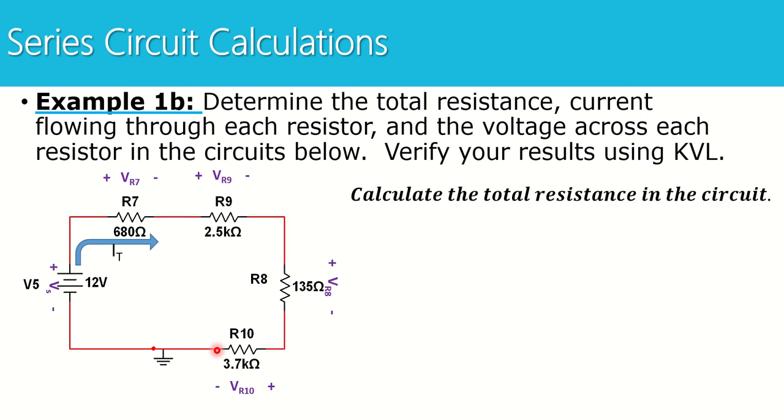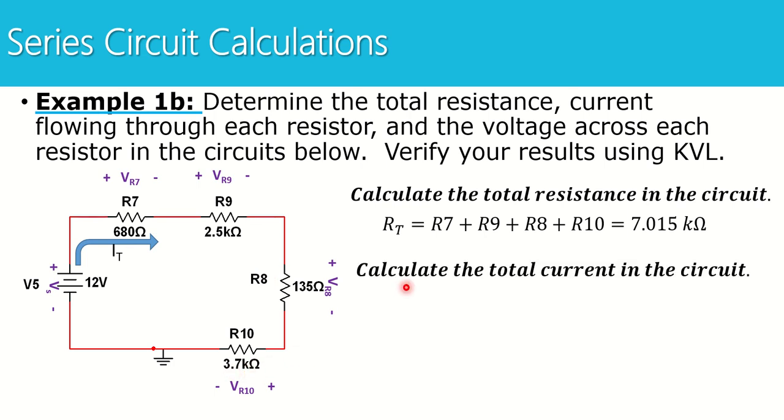Let's start by calculating our total resistance in the circuit. This is a series circuit, so I can add up all 4 resistors. When you add these up, keep in mind, some of these are in ohms, some of these are in kilo ohms. Pay attention to your units and how you're typing these in your calculator. You can type 680 plus 2500 if you want to convert that manually in your head, or make sure that you're doing 680 plus 2.5 times 10 to the third in your calculator. But don't forget, some of these are ohms, some of these are kilo ohms.